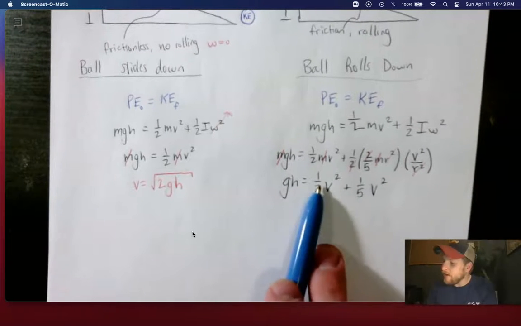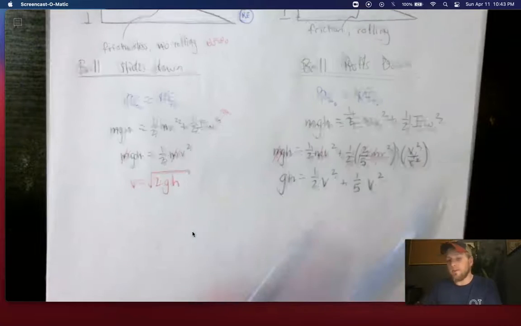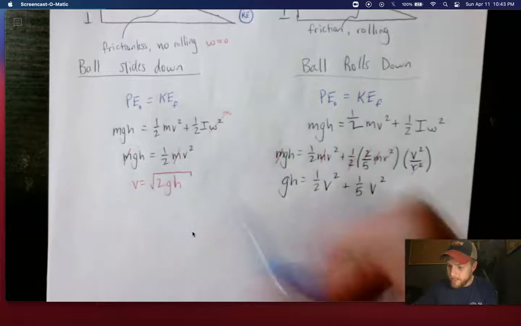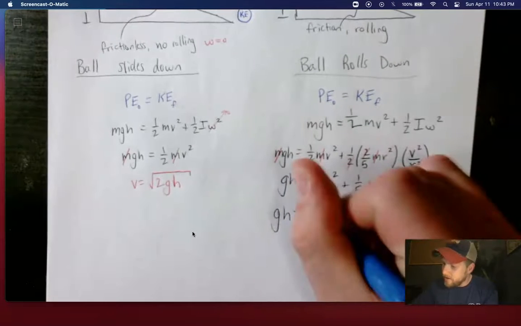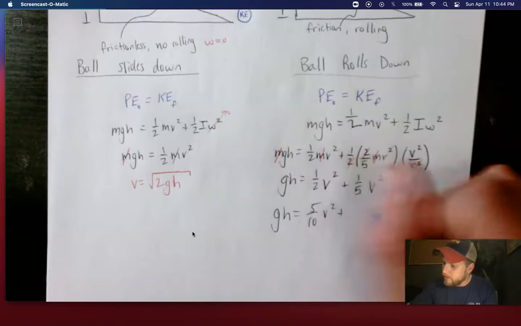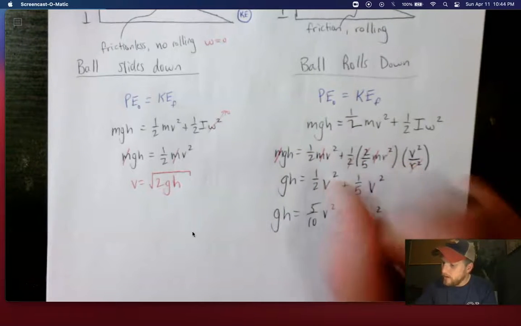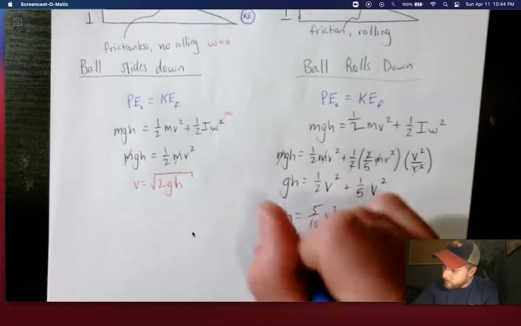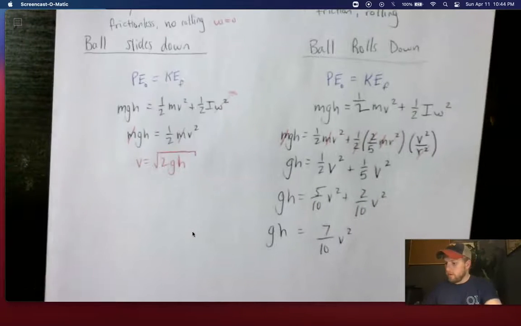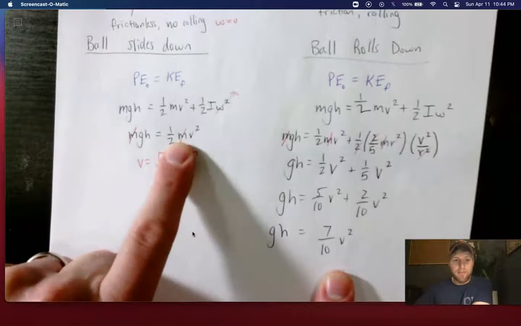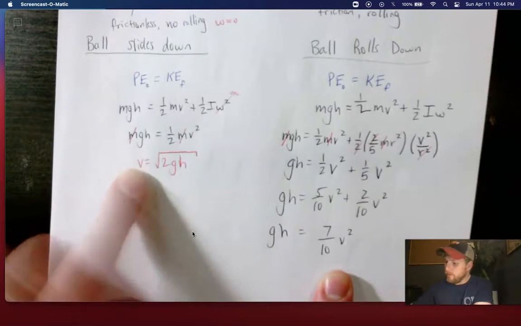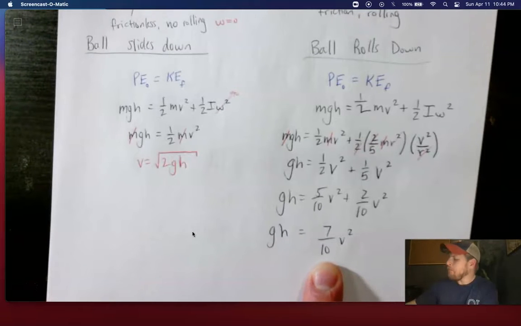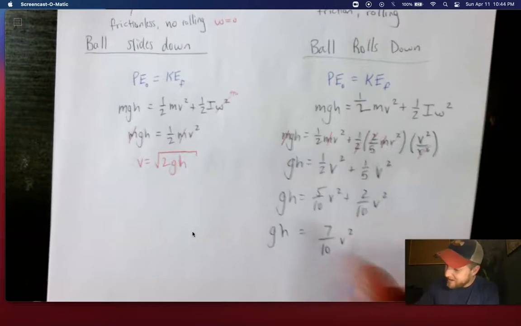Okay, so I mentioned before that I was going to keep them separate. In this case, let's go ahead and find a common denominator so that we can rearrange this and solve it for v so we can compare the two. So I think the easiest common denominator would be 10. So this will be gh is 5/10 v squared plus 2/10 v squared. So that looks like it's going to be 7/10 v squared is gh. Okay, so you can see it's starting to shape up to look very similar, but instead of a half before I solve for v, we have 7/10. So we need to then multiply by 10/7 and then take the square root.